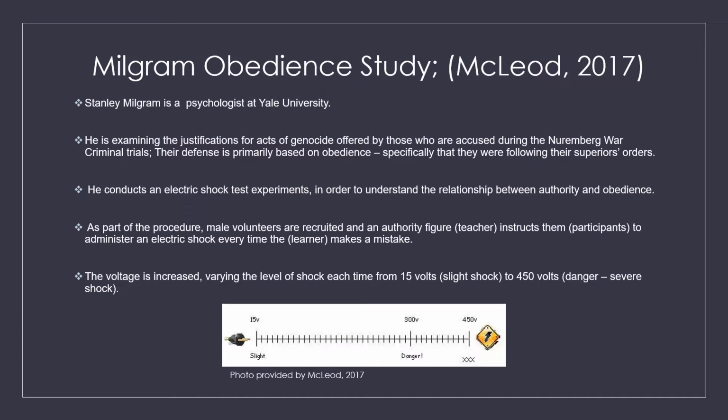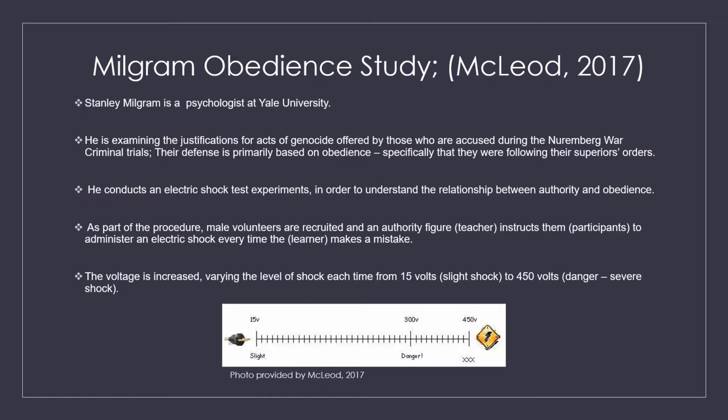I would like to go a little bit further into the critical analysis of Milgram's obedience study. In 1963, Stanley Milgram is a psychologist at Yale University. He is examining the justifications for the act of genocide offered by those accused during the Nuremberg war criminal trials. Their defense is primarily based on obedience, and they specifically state that they were following orders from their superiors, and that is why they acted in an immoral capacity in their experiments.